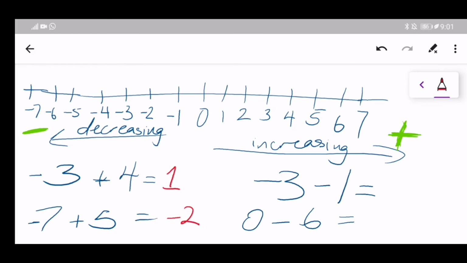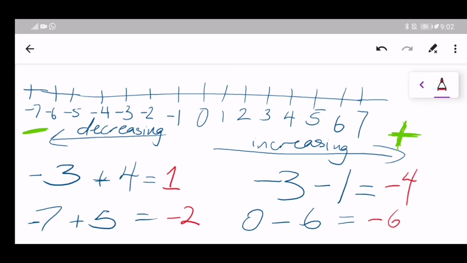Let's look at this one. Negative 3 minus 1. You're starting at negative 3, but because you're subtracting 1, you're decreasing. So you're going this way, and you're only going once. That would give you negative 4. And then last but not least, we have 0 minus 6. We're starting with 0, and because we're subtracting 6, we're going this way 6 times. 1, 2, 3, 4, 5, 6. So 0 minus 6 is negative 6.